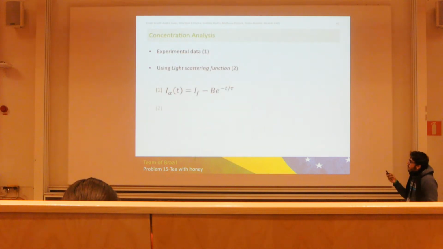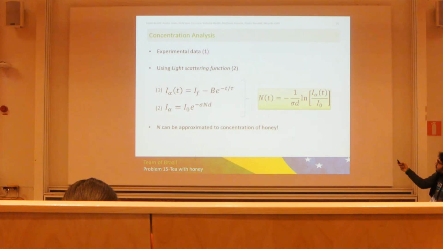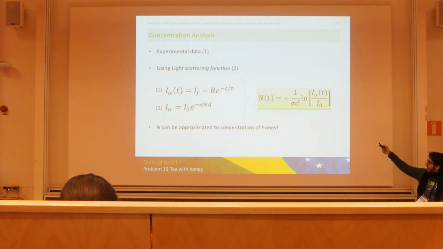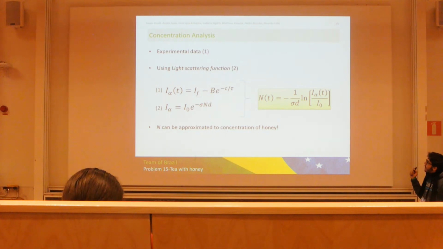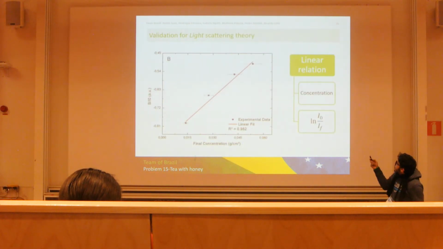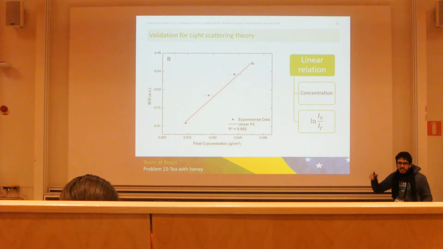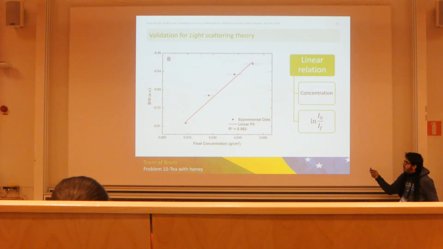And considering the experimental data we obtained and using the light scattering function, we were able to combine them both into this new equation, remember the light scattering that I said before, where n can be approximated to the concentration of honey. And here we can see a linear relation between the concentration and the logarithm between the intensity that reaches the vessel and that goes out of the vessel after the stirring time, which is a great fit, and we were very happy with it.